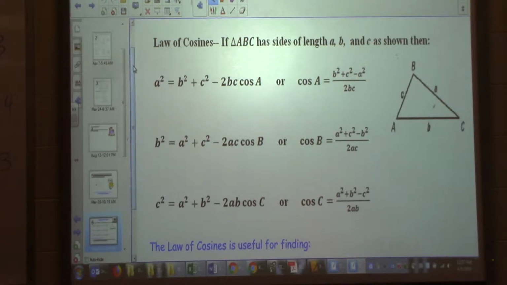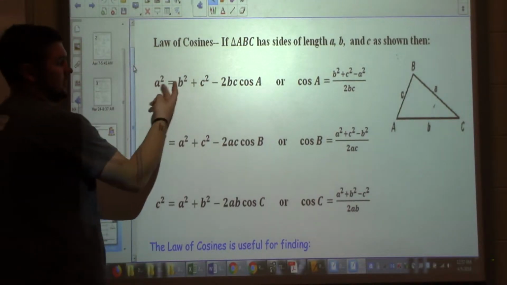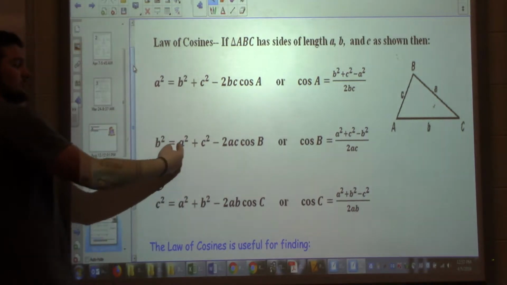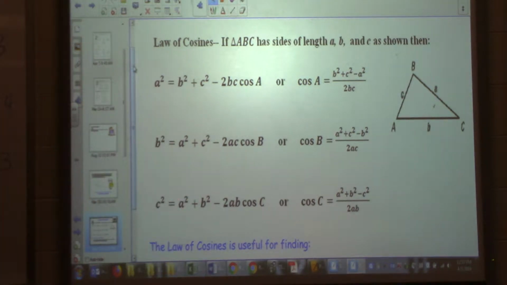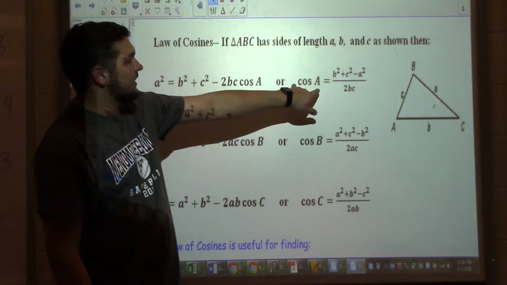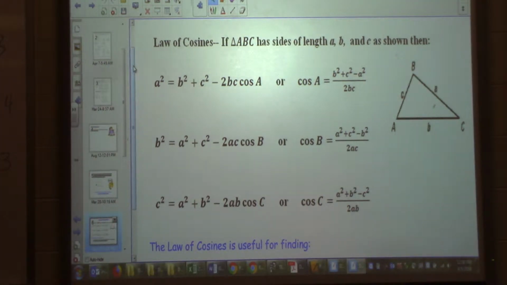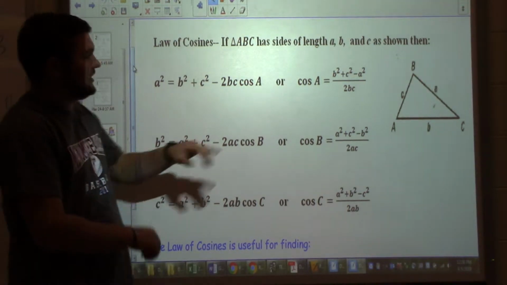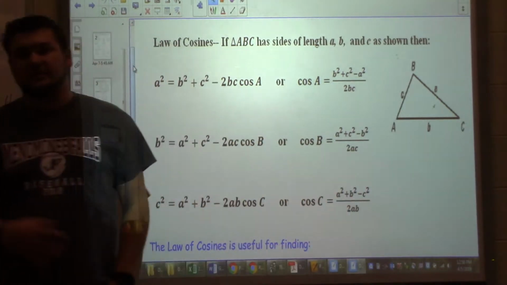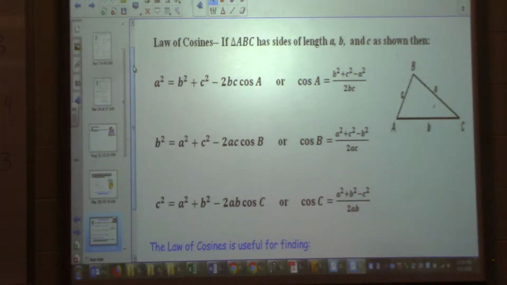If I'm looking for B squared, my B's and A's flip. B squared equals A squared plus C squared minus 2AC times cosine of B. Right? Same thing for C squared. Or if I'm looking for an angle, cosine of A equals B squared plus C squared minus A squared over 2BC. Vice versa, it fills in, right? If you want to look for B, find B then.